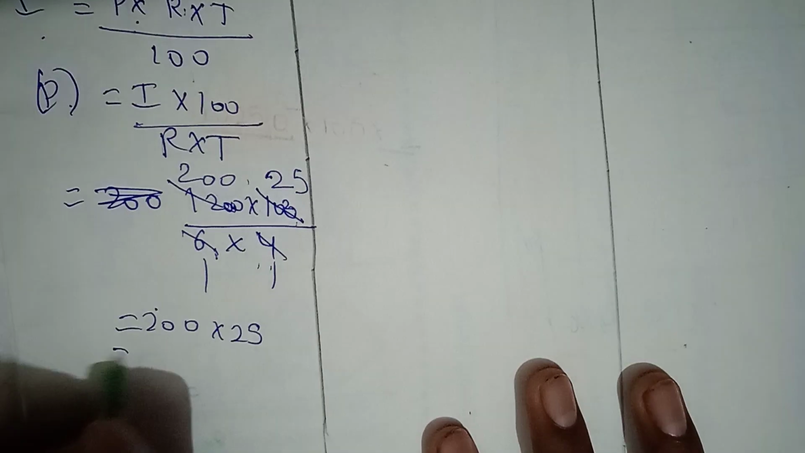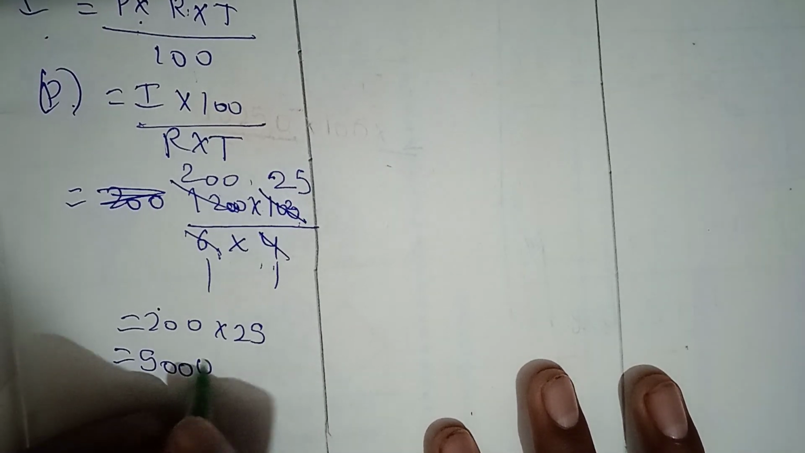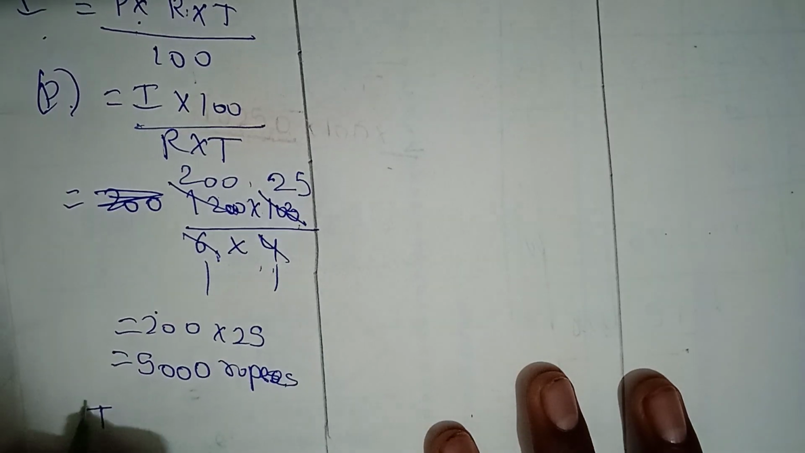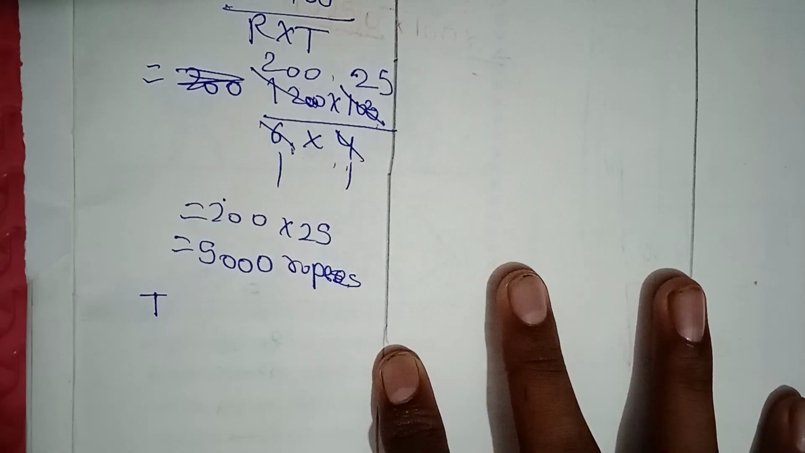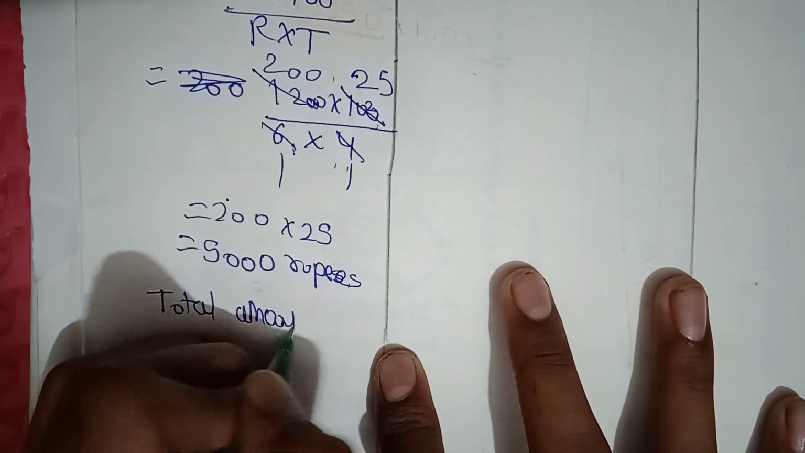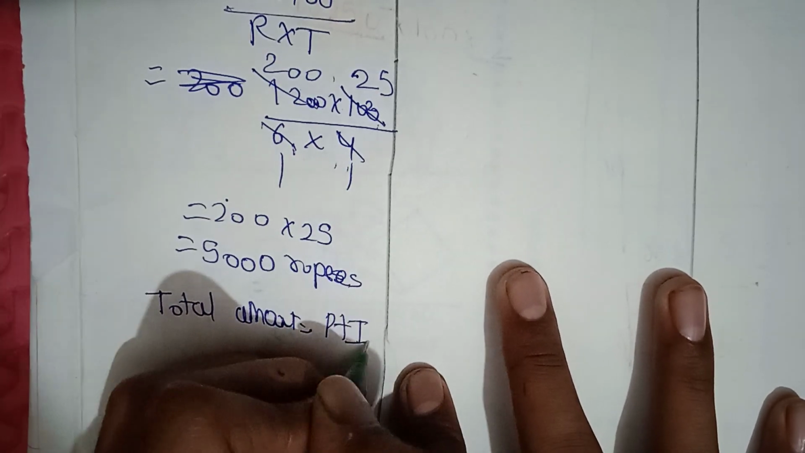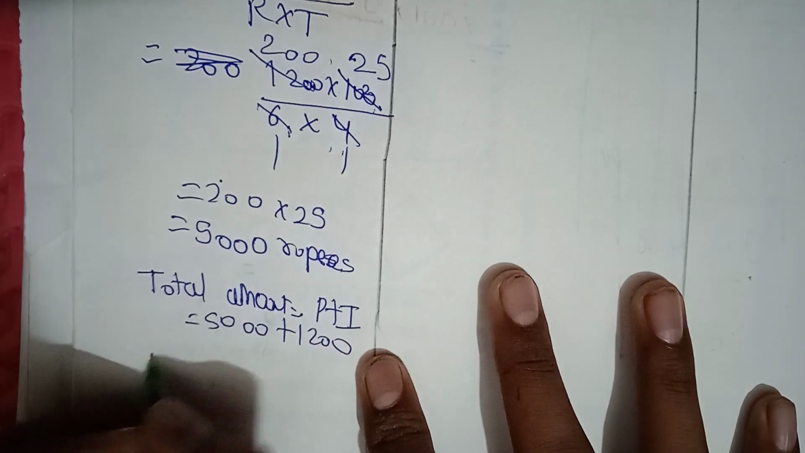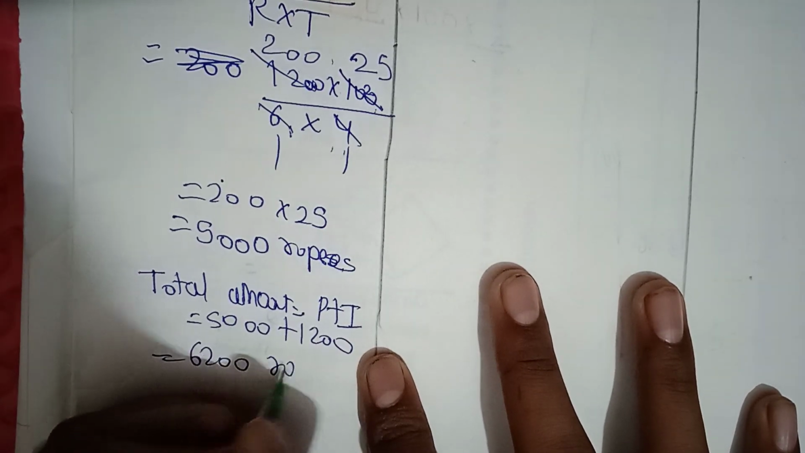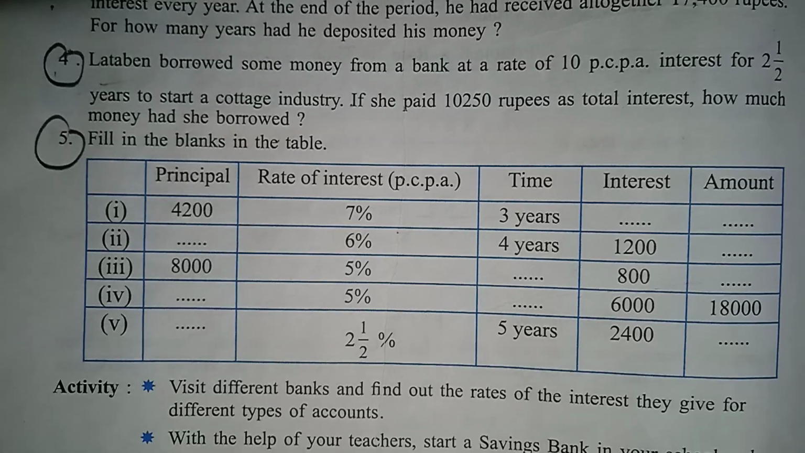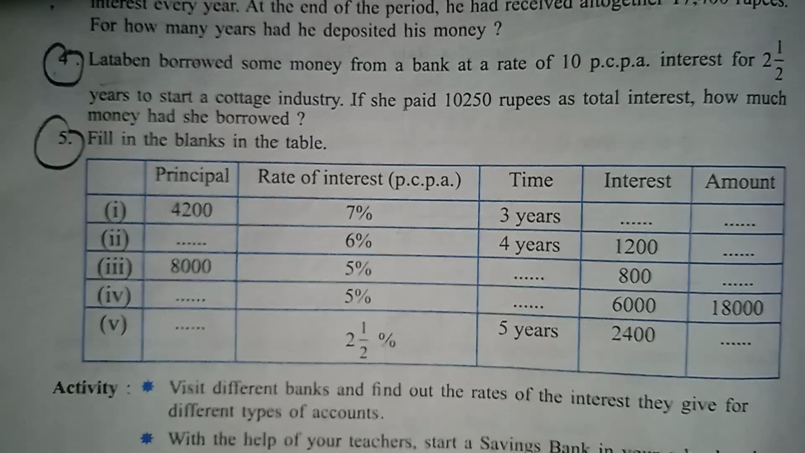So when we do this, we get the answer as 5000 rupees. So total amount, what is the formula for total amount? Total amount is equal to P plus I, that is principal plus interest. So what is the principal? 5000 plus 1200 is equal to 6200 rupees. That's the answer.